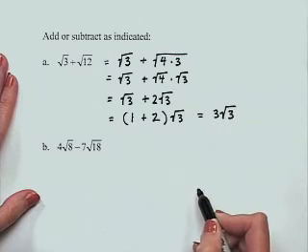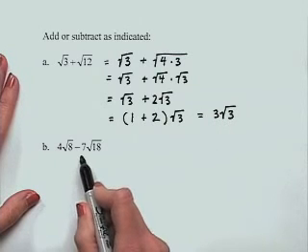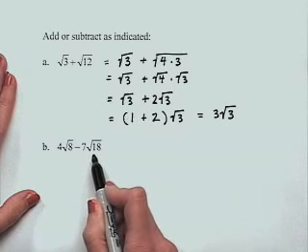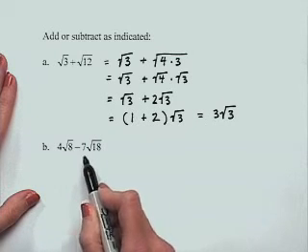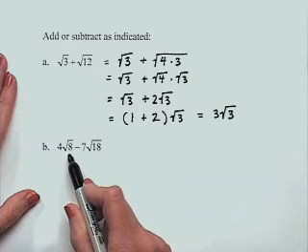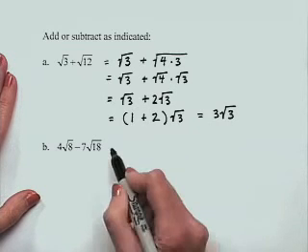and that gives us our result of 3 times the square root of 3. Part B, 4 times the square root of 8 minus 7 times the square root of 18. Again, in this problem, we note that we do not have the same radical expression. However, we also notice that we can simplify each of the individual radical expressions. So let's do that now.